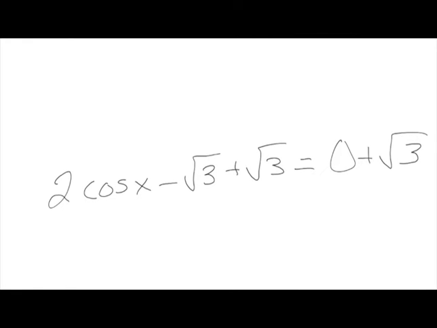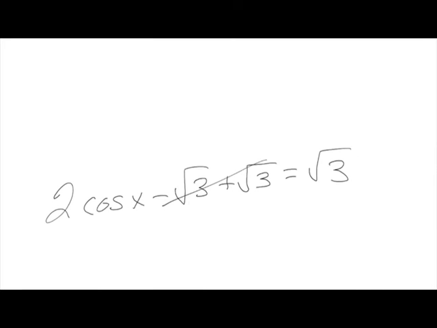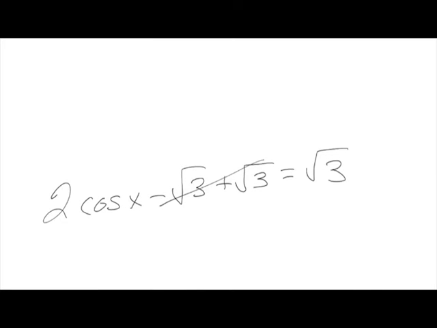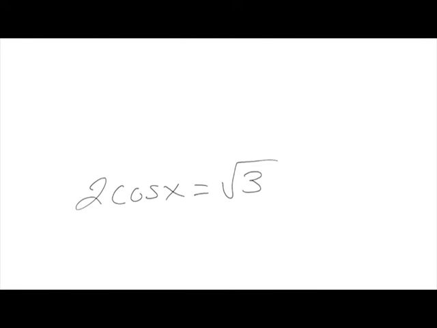So we're going to start by getting cosine x on one side by itself. And to do that, we need to add the square root of 3 on both sides. On the left side, both square root of 3 positive and square root of 3 negative cancel out, as well as 0 plus the square root of 3 will just leave us with the square root of 3. So the new equation that we have is 2 cosine x equals the square root of 3.